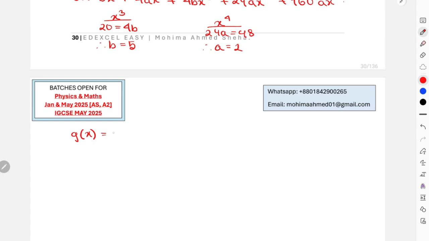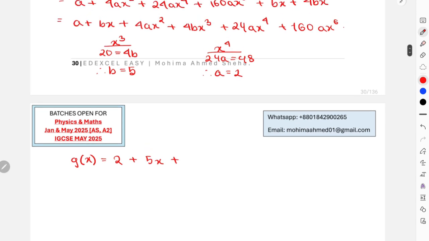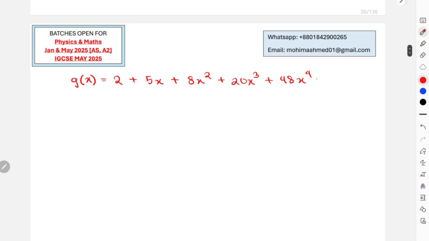g(x) is, the value for a was 2, so this is 2. b is 5x, the value for a was 2, so 4a becomes 8x square. b is 5, so this one becomes 20x^3, and then again we have 48x^4. We have to integrate this.